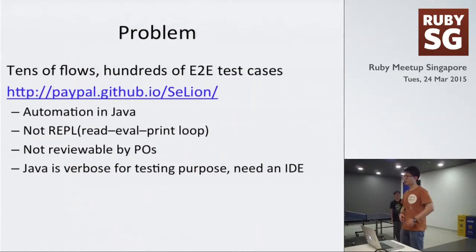Another thing is Java code is not so reviewable by the product owners. They create these user stories for us, and we want something that is like English, so they can review these test cases to see if the feature is properly delivered. And the last thing is Java is kind of verbose for testing purposes, so you need a proper IDE to write Java code. We don't really want an IDE when we write test cases.